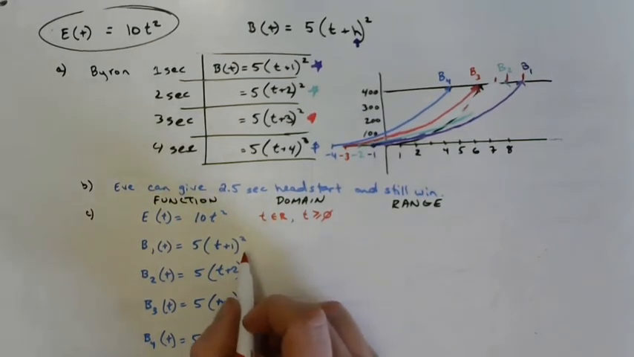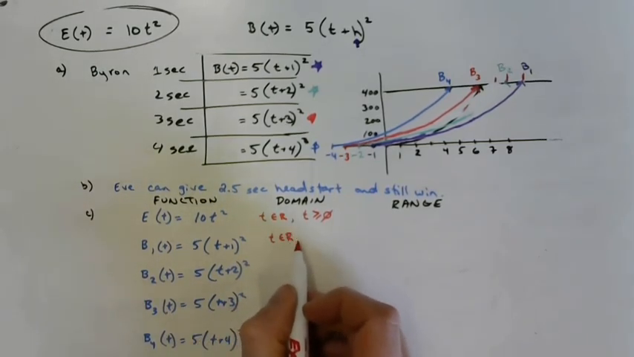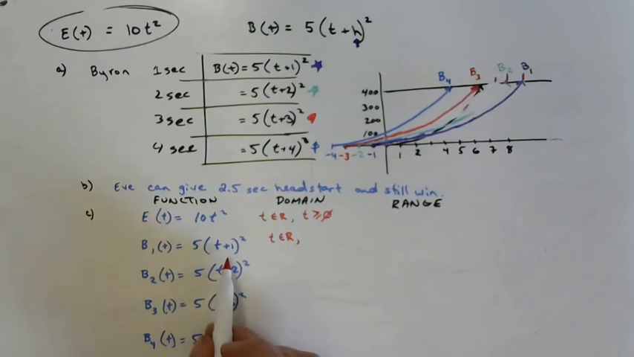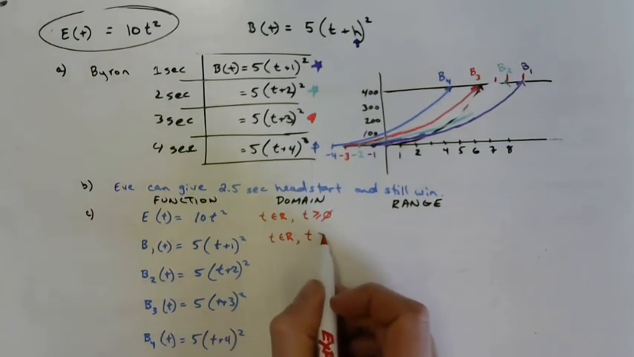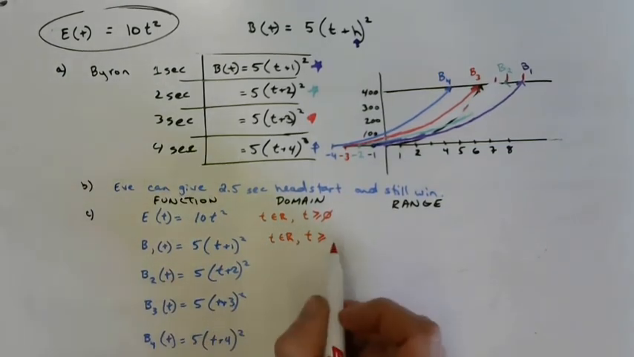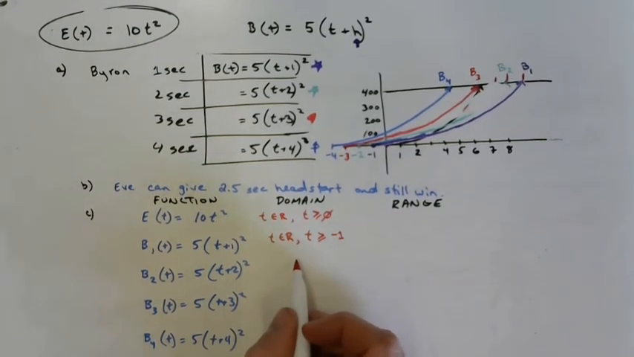Now, let's talk about Byron with a 1 second head start. His values of t also come from the set of real numbers, but he was moved 1 to the left. He's actually allowed to start 1 second earlier than Eve. So for this equation, t is greater than or equal to -1. Okay, what's the next one, the restriction? Greater than or equal to negative. Okay, go ahead and copy down the rest.